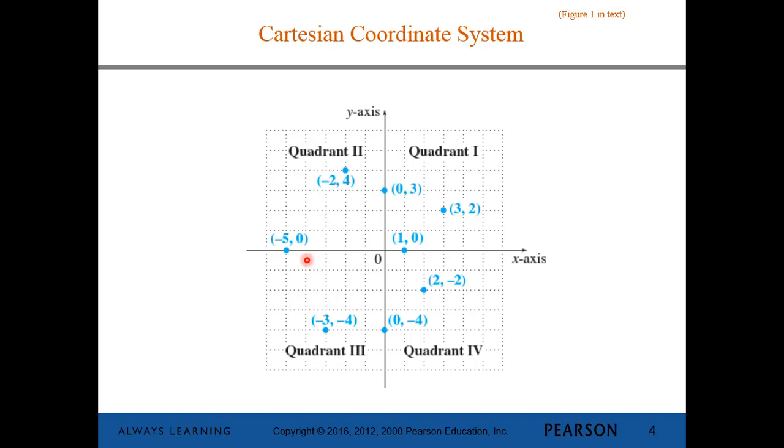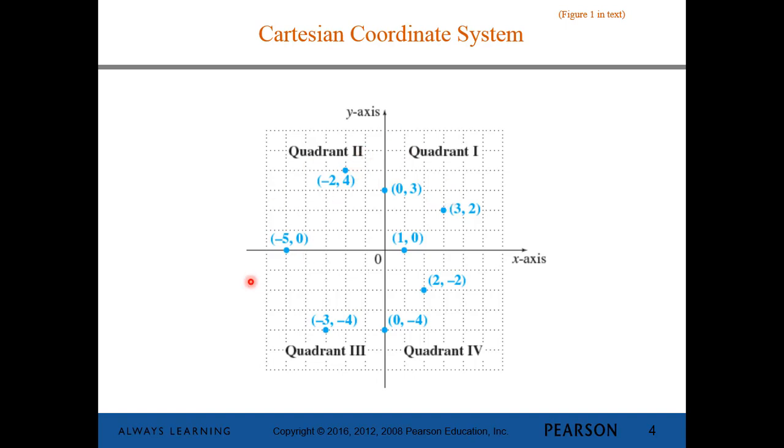direction and y direction. And the legend has it that this came from Rene Descartes lying in bed one day and noticing a fly on the ceiling, and he realized that, hey, I can determine the exact position of the fly if I know the distance the fly is from any two of the perpendicular walls. And so this gave rise to the idea of the coordinate system.